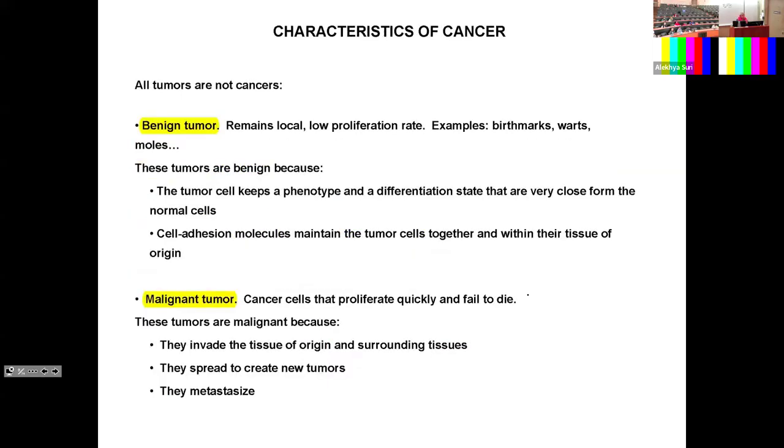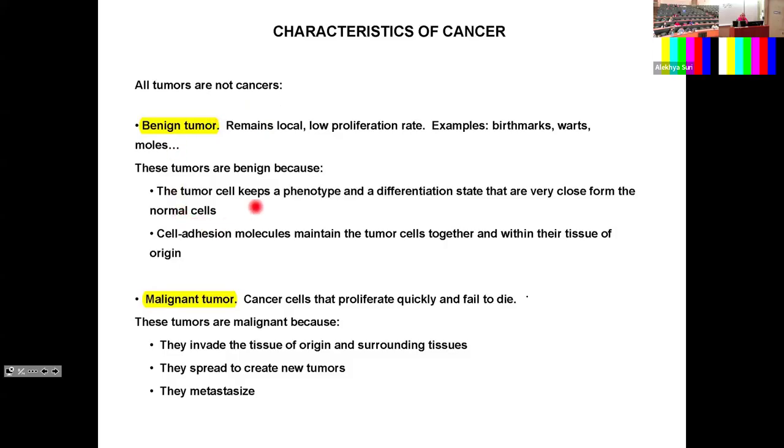Another important concept I want you to know is that people talk about tumors. All tumors are not cancer. You have what are called benign tumors and malignant tumors. Malignant tumors are cancer cells, right? What is the difference between these things? You can have some tiny growth of a tumor, but if it remains local, it has a low proliferation rate.